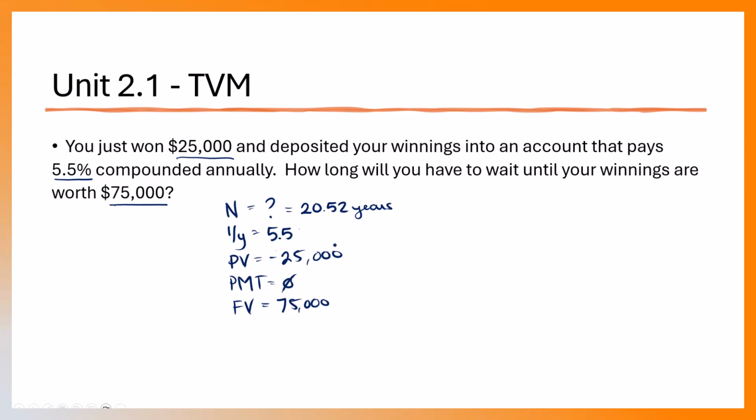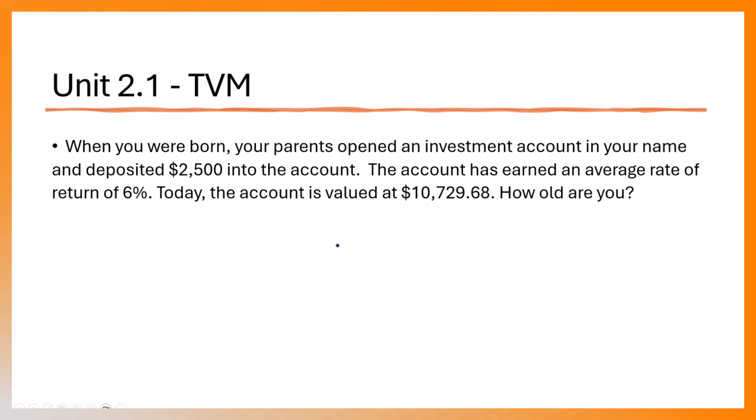2 more questions and we're done. When you were born, your parents opened an investment account in your name and deposited $2,500 into the account. The account has earned an average rate of return of 6%. Today, the account is worth $10,729.68. How old are you?